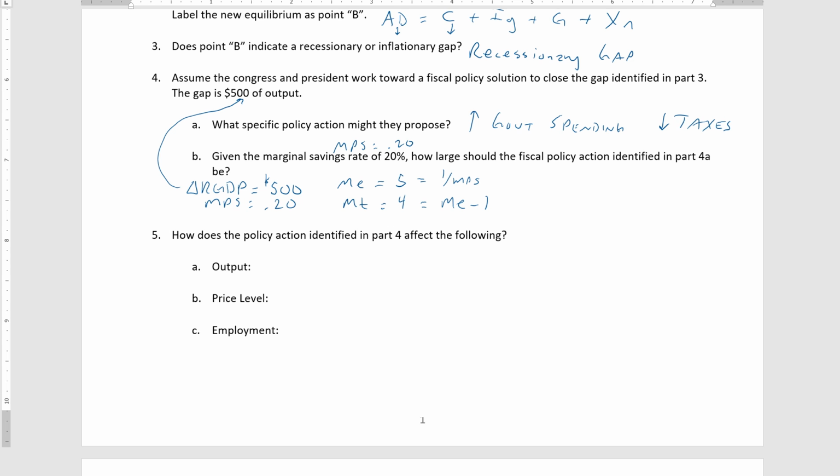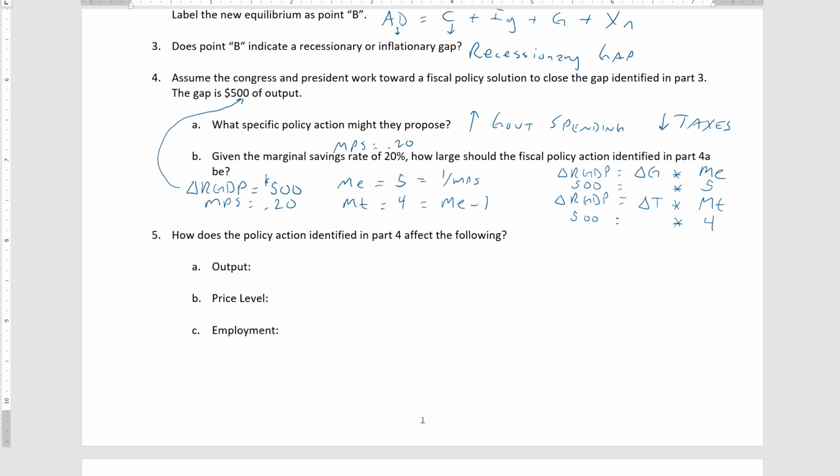So really, to close the gap, we're going to use our Walden Rule, which says that our change in real GDP will be equal to our change in government spending times our expenditure multiplier, or our change in real GDP will be equal to our change in taxes times our tax multiplier. Just remember, if you want GDP to go up, though, you need taxes to go down. So our gap is 500, so we want $500 to be our change in real GDP in both situations. Our expenditure multiplier was 5, our tax multiplier was 4.